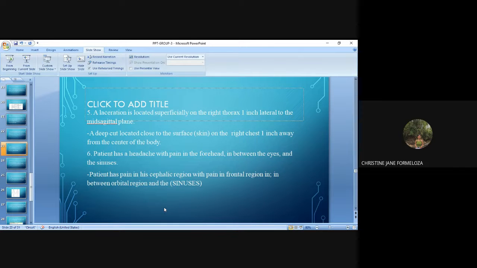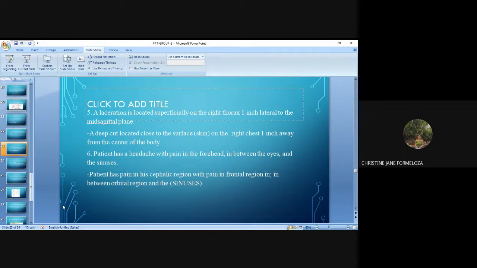5. A laceration is located superficially on the right thorax 1 inch lateral to the mid-sagittal plane. Right thorax means right chest, while mid-sagittal plane, center of the body. Our answer, a cut located close to the surface or skin on the right chest, 1 inch away from the center of the body.